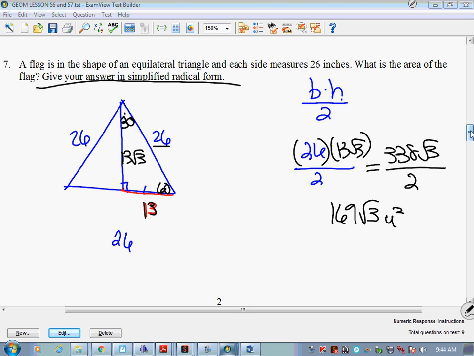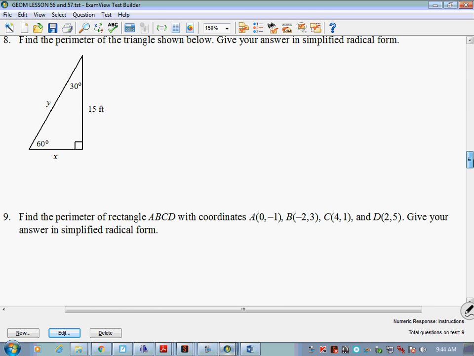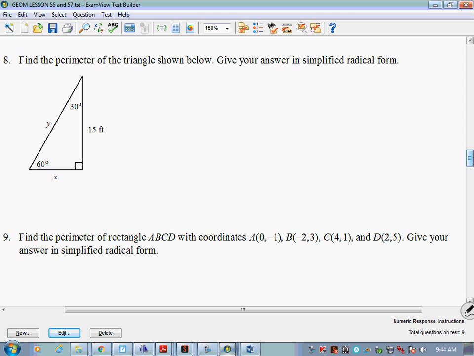All right. We've got about 5 minutes. Let's see if we can answer these next couple of questions. This one says find the perimeter. It's important to answer the question that's being asked, not just find X and Y. Darian, if this side is 15, it's opposite 60, can I find X?